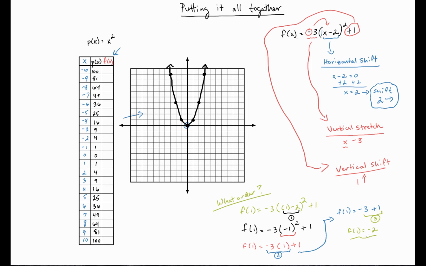And again, this value isn't particularly important here, but let's go back and actually identify the order we're going to do this in. You'll notice I already put it in the correct order, but our first transformation was that horizontal shift, so we'll do that first. The second transformation was our vertical stretch, so we'll do that next. And then the very last transformation was the vertical shift, so we'll do that last.